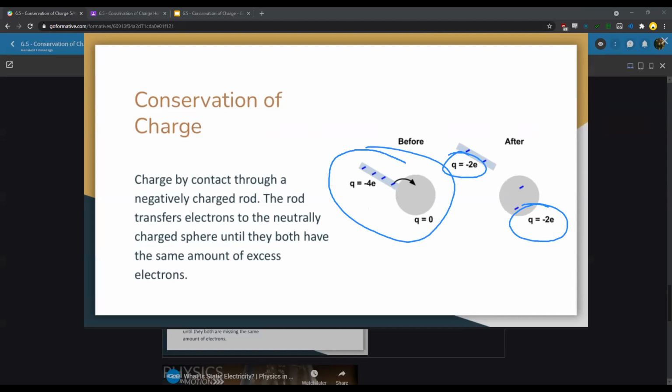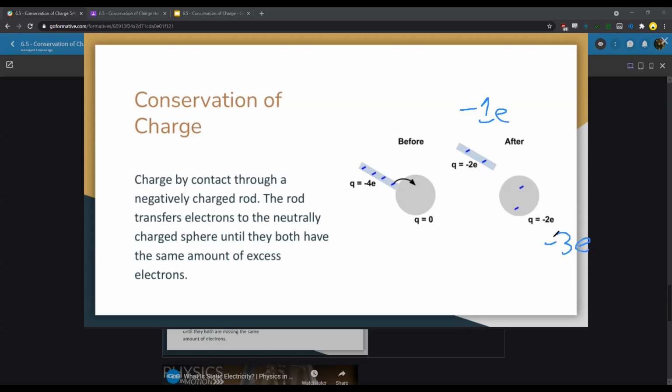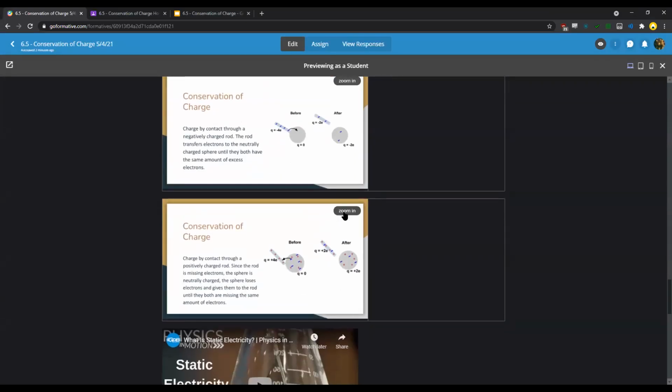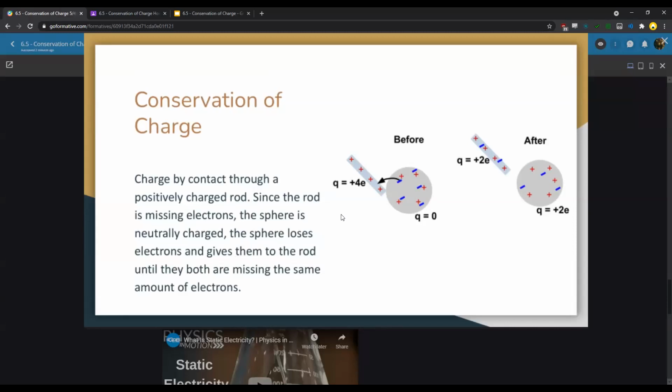And they must have the same charge. You cannot have a charge of negative 1e and the other be negative 3e. That's not possible. They both must have the same exact charge. Now, you might think that you must have the same amount of electrons, and that's a misconception students have. The goal is not to have the same amount of electrons. The goal is that when objects make contact, they share charges and must have the same charge.